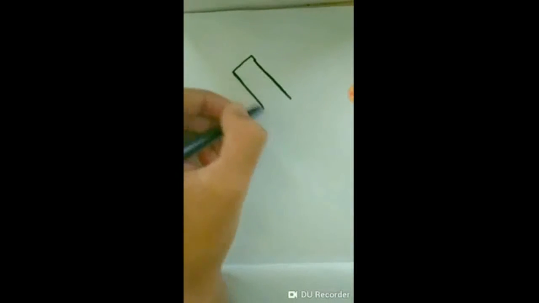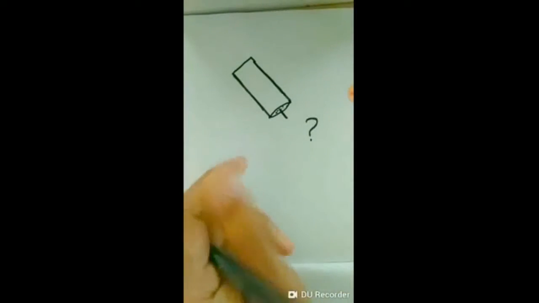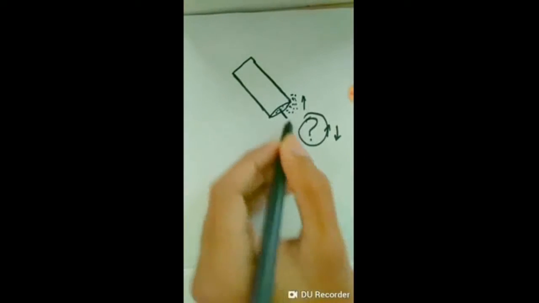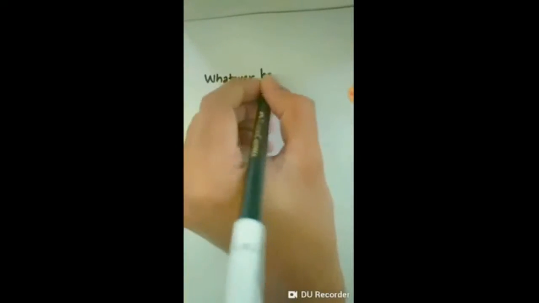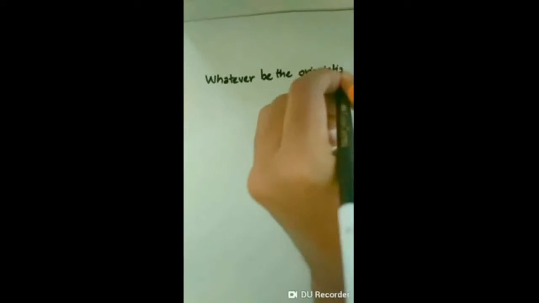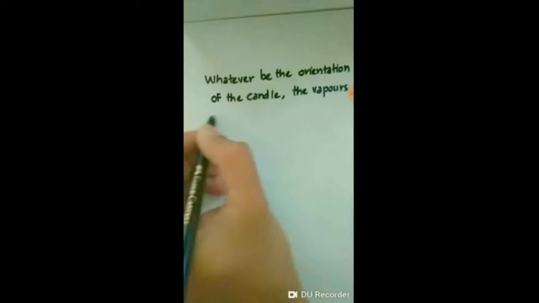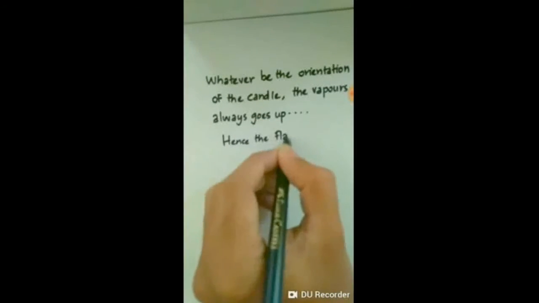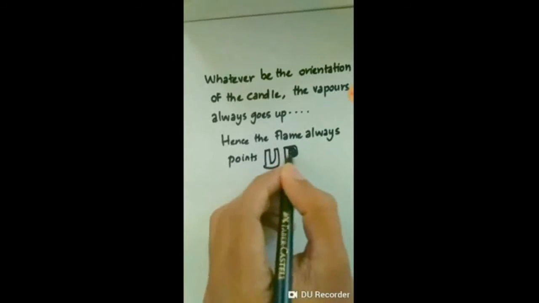Now if I again change the orientation of the candle, what will be the direction of the vapors? In this case also, the vapors will be going up. So the flame will be going up because these vapors are catching fire. So whatever the orientation of the candle, the direction of the flame will always be up, because the direction of the vapors is always up. Even if I turn the candle upside down, the vapors will go up, and these vapors catch fire, so the flame will always point up.